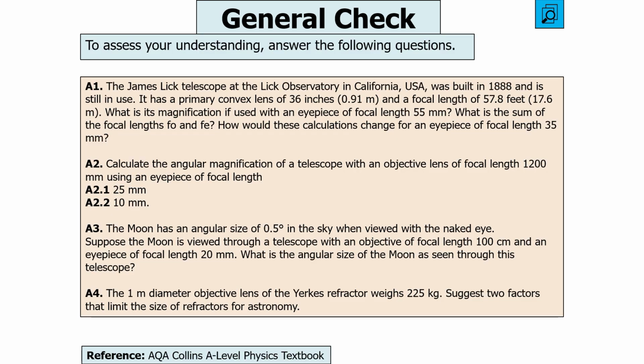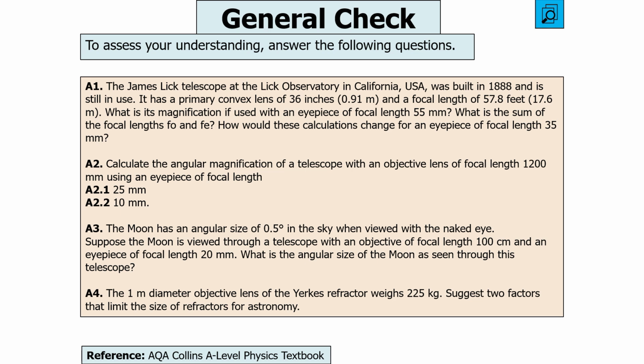The next question says the James Lick telescope at the Lick Observatory in California, USA was built in 1888 and is still in use. It has a primary convex lens of 36 inches and a focal length of 57.8 feet. What is the magnification if used with an eyepiece of focal length 55 millimeters? What is the sum of the focal lengths FO and FE, and how would this change for an eyepiece of focal length 35 millimeters?